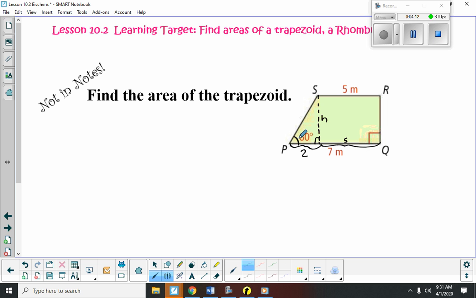So let's label our sides. This is the opposite. This is the adjacent. So think about SOHCAHTOA. So opposite and adjacent, that would be tangent. So the tangent of 60 equals h over 2. So h equals 2 tangent of 60, which is about 3.5.